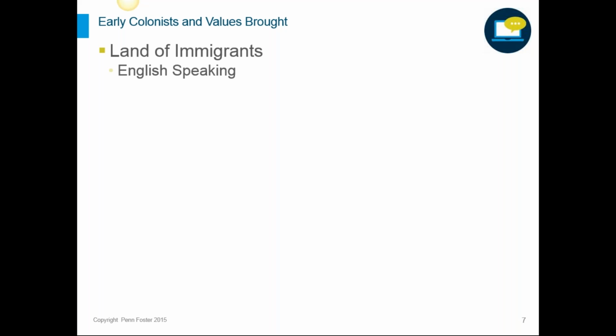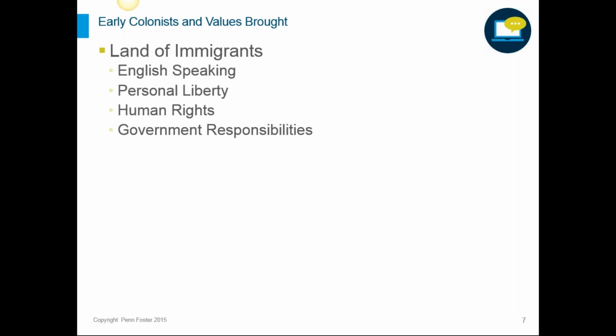At the time, most were English speaking, believed in personal liberty, a respect for human rights, as well as government responsibilities. So the same rights that were talked about in England, believed in by the Glorious Revolution, promoted by Parliament, English citizens would be coming to the colonies with those same types of rights, same types of ideas of what kind of rules should govern the new colonies.